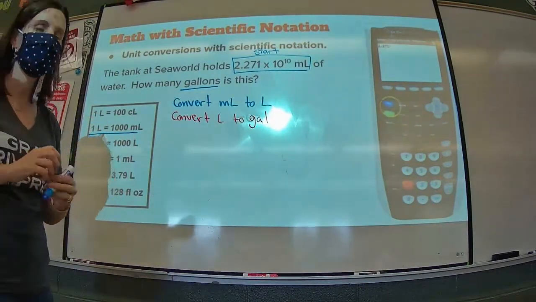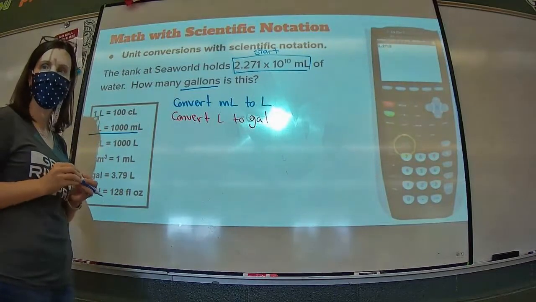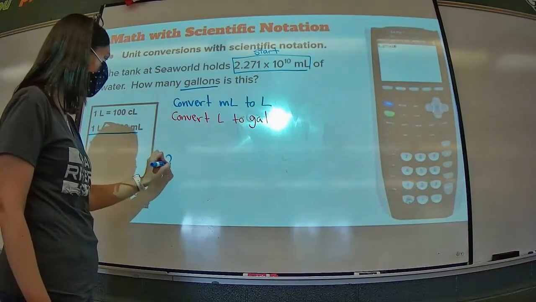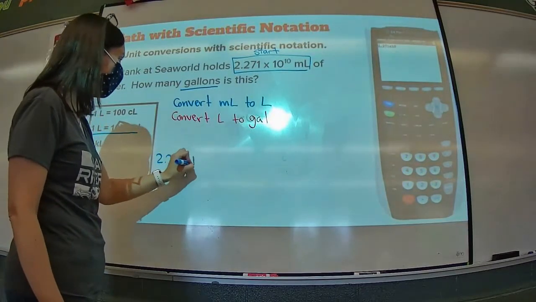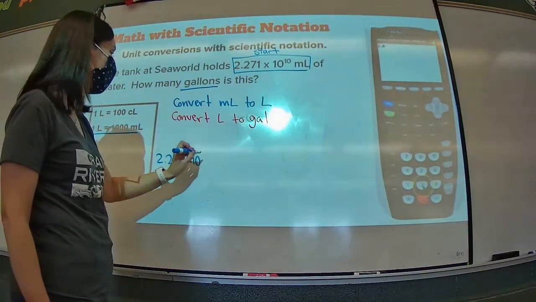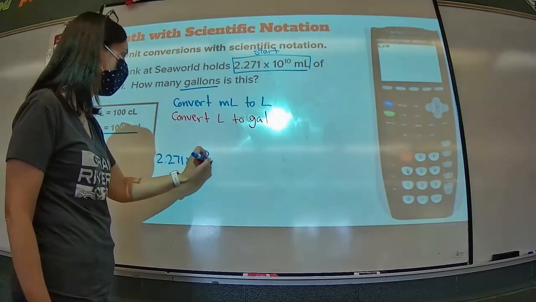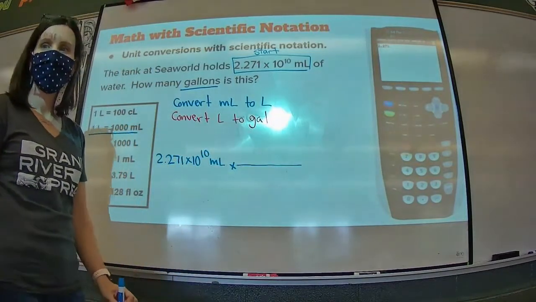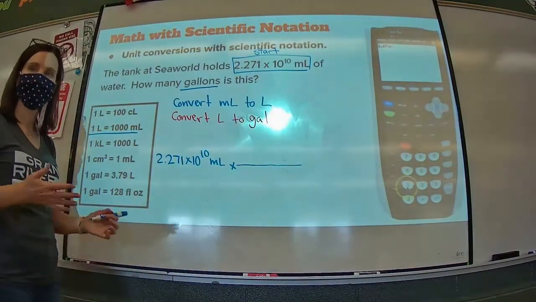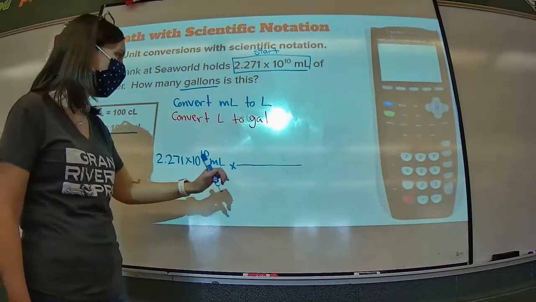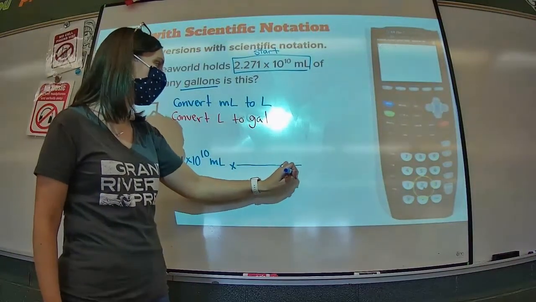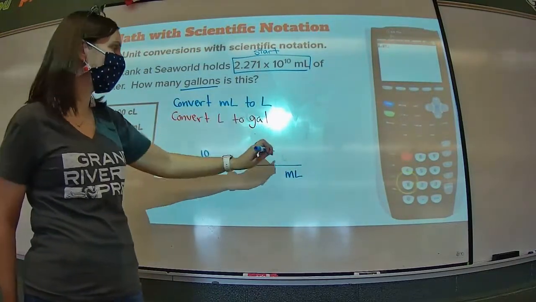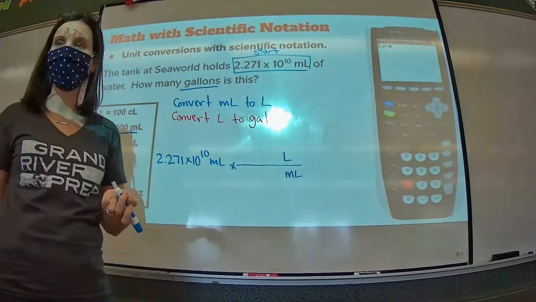Okay? So to make that happen, we're going to put down our starting value. When we do unit conversions, you always want to start by writing down your starting value. So we've got 2.271 times 10 to the 10th milliliters. And then we set up our times in a line, that ratio. Whatever we want to get rid of, we're going to put on the bottom. We want them to cancel, to divide away. So I'm going to put milliliters on the bottom. And then in this step, I mapped out that I'm going milliliters to liters, so I'm going to put liters on top. That's what I'm going to.